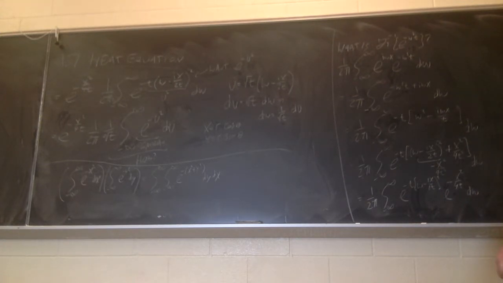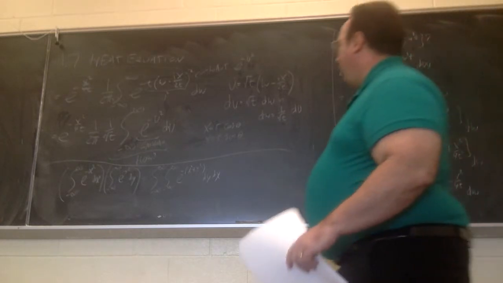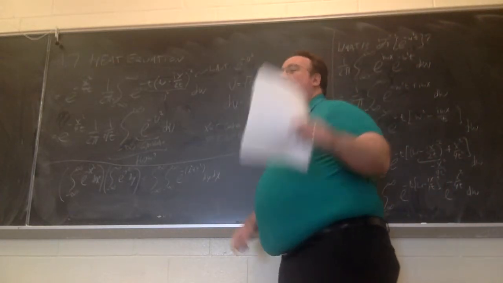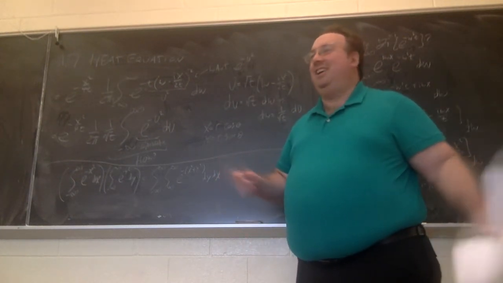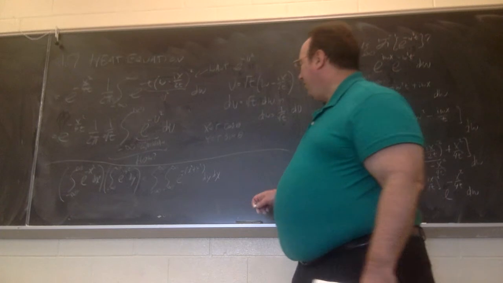Yes, it's r squared. R squared cosine squared plus r squared sine squared. Sine squared plus cosine squared is 1, the only trig identity that I can count on everybody to know. And yeah, so it's r squared.